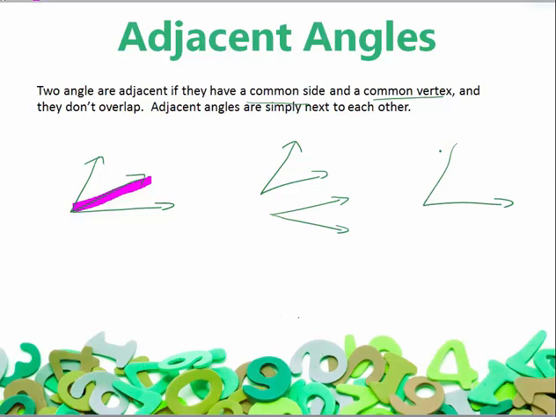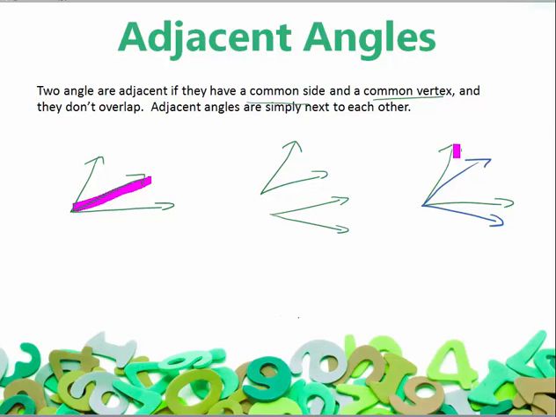If you have this angle, and an angle that goes like this, the blue angle and the green angle are not adjacent. They do not share a side. They do share a vertex, but not a side.